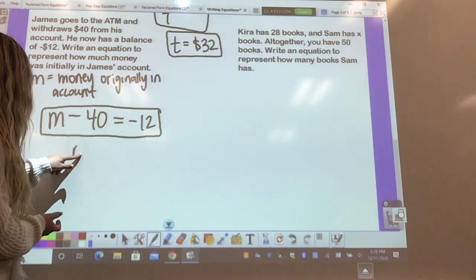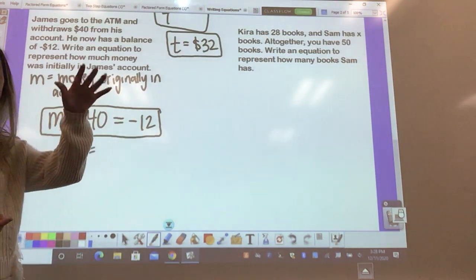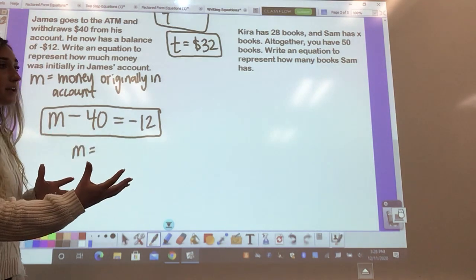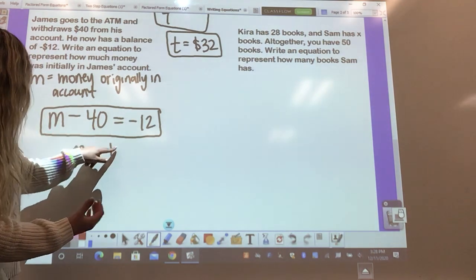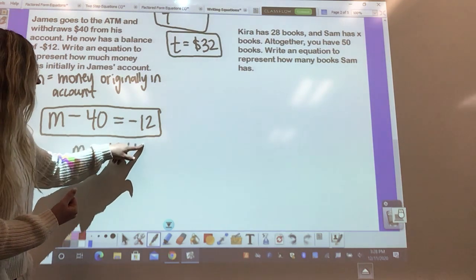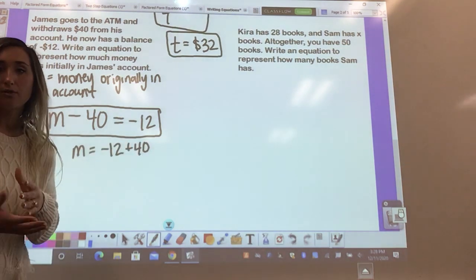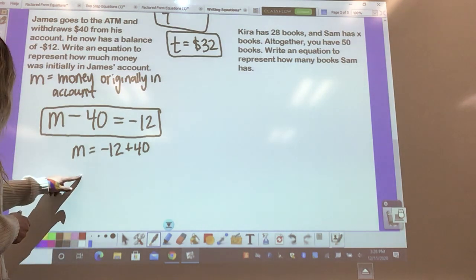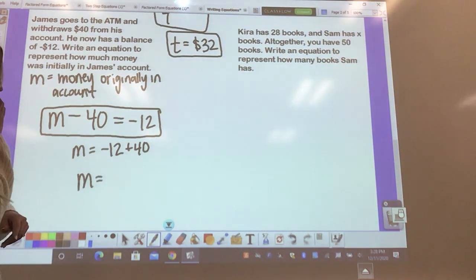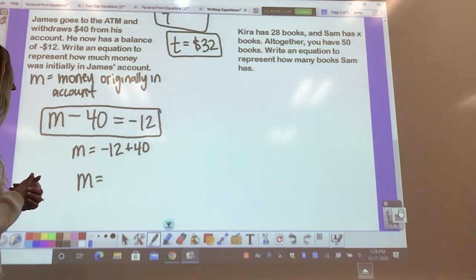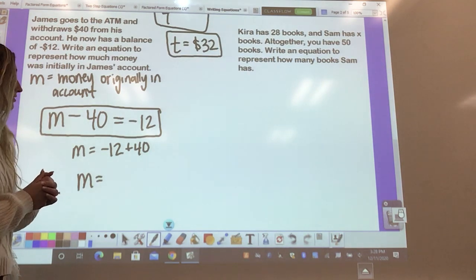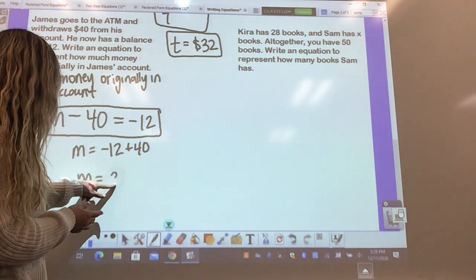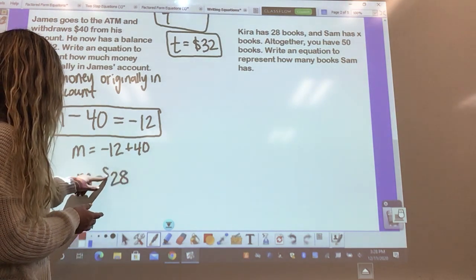You might also think of it with the variable already isolated, like I talked about up there. Like maybe you think, well, if he ended up with -12, then he would have had 40 more than that before he took out that money. So that's another way to represent it. Either way, you get the value to be -12 plus 40. Different signs, subtract again, you get $28.